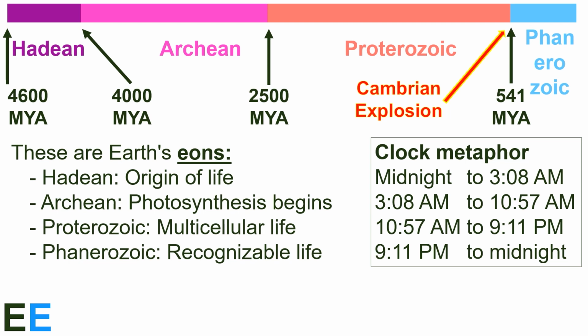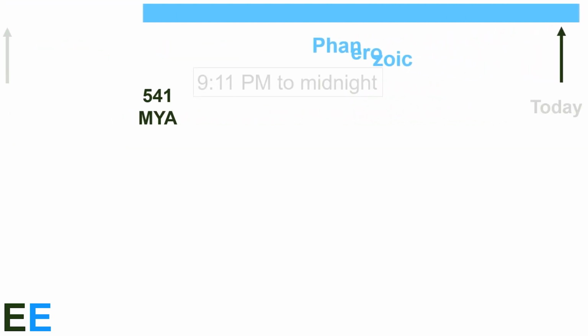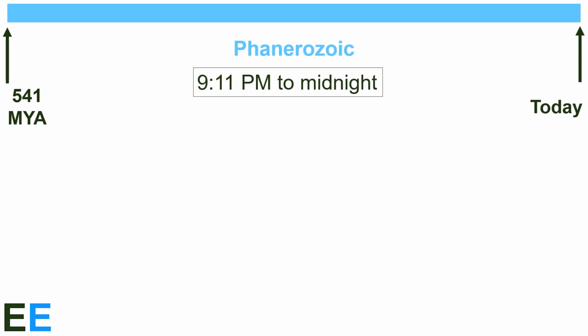The next and last eon in Earth's history is called the Phanerozoic, which comes from phaneros, which means visible, and zoic, which means life. The Phanerozoic Eon spans the last 541 million years, right up to the present. In our metaphor, this is just the last 3 hours of our 24-hour day.